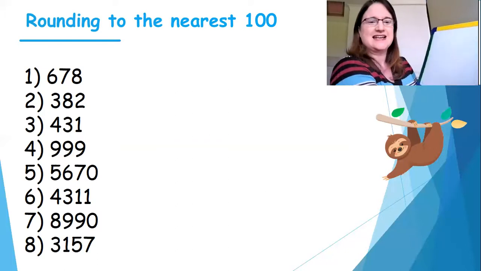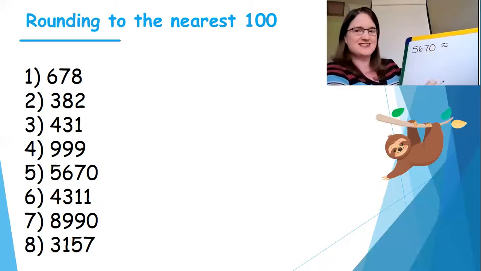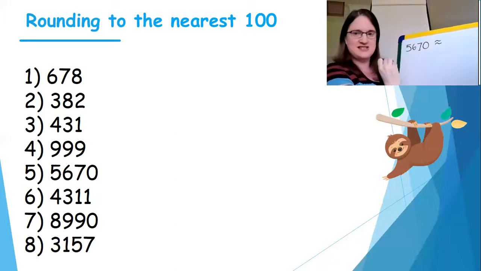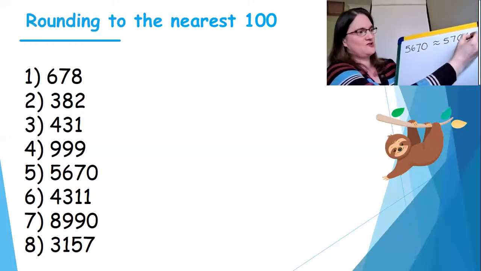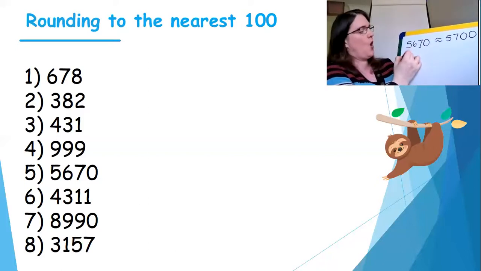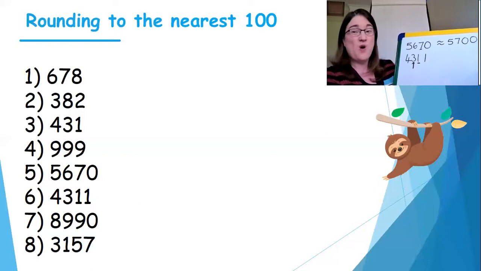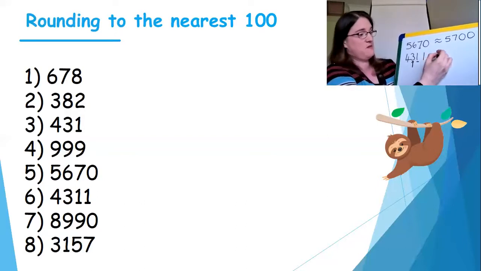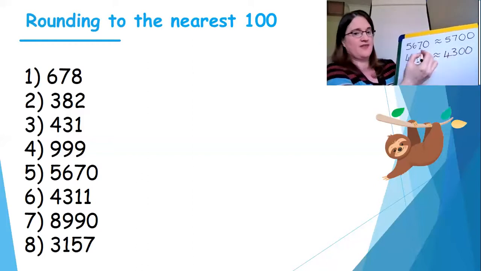5,600. Does the 5,600 stay at 5,600, or does it go to 5,700? We've got a 7 here, so it's got to go to 5,700. Okay, 4,311. We want to round to the nearest 100. Over here, there's a 1, so it's staying the same. 4,300.